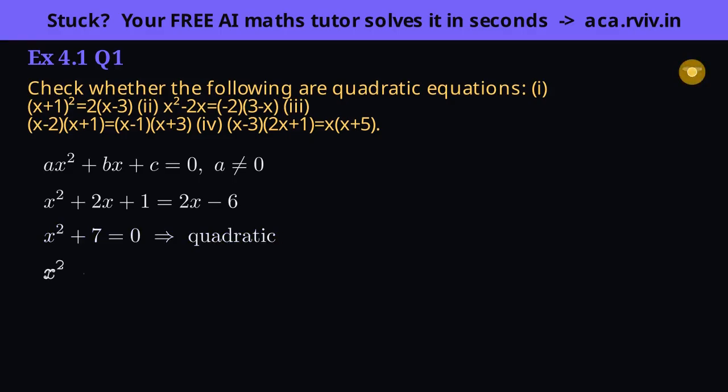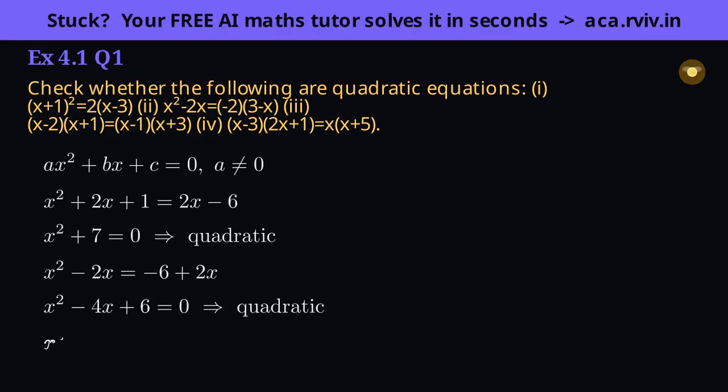Part 2. Only the right side needs expanding, since minus 2 times 3 minus x is minus 6 plus 2x. Sweep all terms to the left and combine. The x squared is untouched and stays, so this is quadratic too.